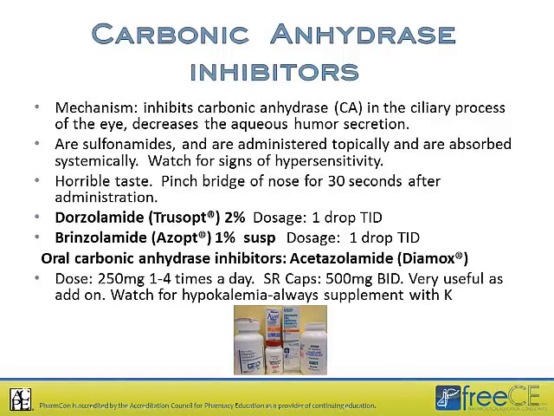Dorzolamide, or Trusopt, is available generically, and that's going to be used one drop three times a day. Azopt, or brinzolamide, is also available as a brand name, and that dose is one drop three times a day. We can also use an oral carbonic anhydrase inhibitor, acetazolamide or Diamox, and that's dosed 250 milligrams 1 to 4 times a day. There's also the SR capsules, known as Diamox Sequels, dosed at 500 milligrams twice a day. They can be very useful as an add-on, but we do need to watch for hypokalemia and probably need to supplement with potassium.